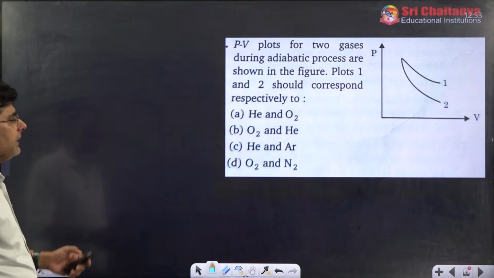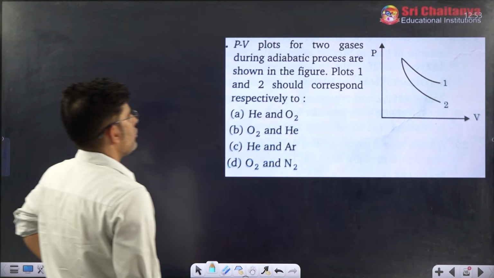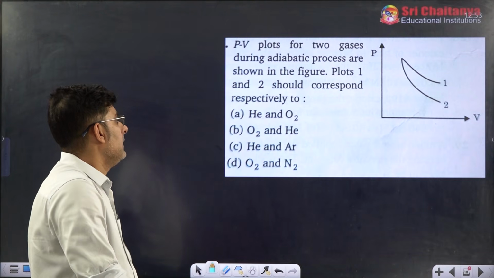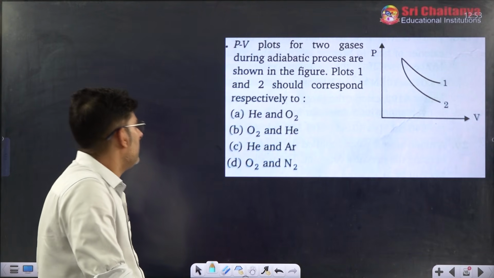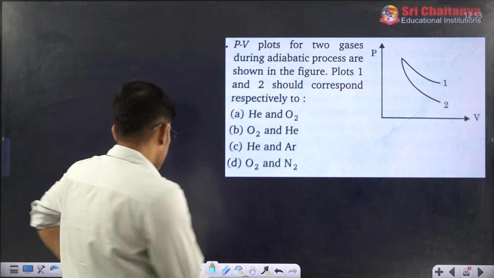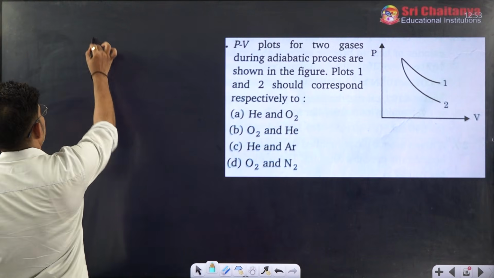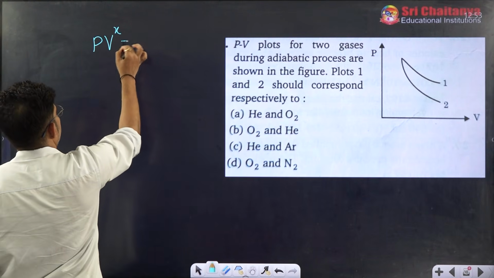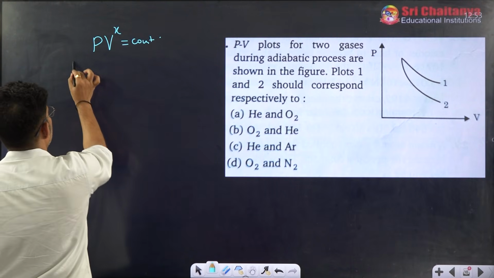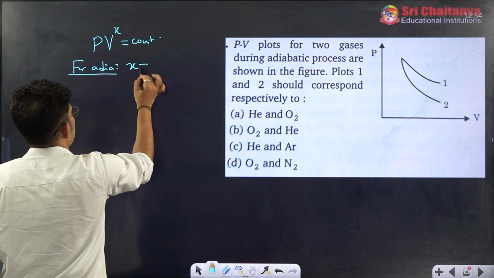Okay. Next, PV graph for two gases are given as shown. Plot 1 and plot 2 should correspond respectively to which gas? Now you can see helium, oxygen, they have also used argon, nitrogen and so on. Now we have just seen that steeper curve means greater value. When we are saying PV to the power X is constant, polytropic process, and they have given adiabatic. So for adiabatic, X will become equal to gamma.